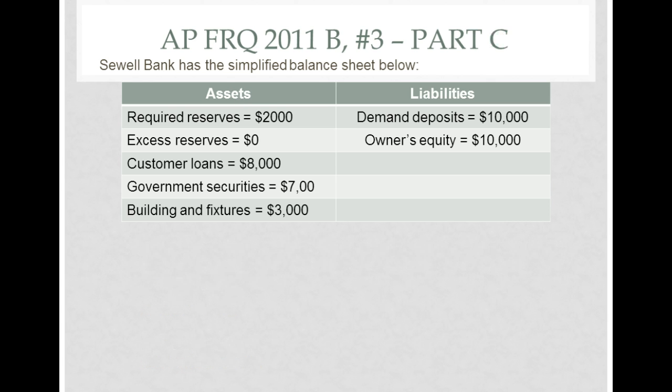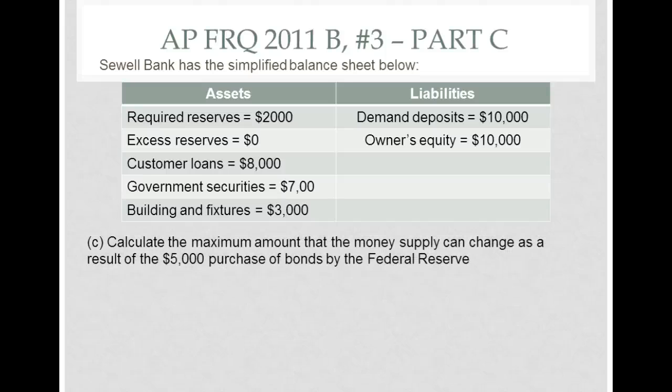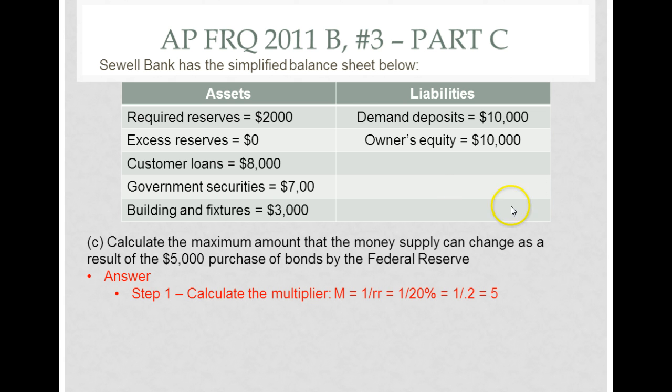All right, part C. And again, I've just reposted the chart at the top of the question. Question C is, calculate the maximum amount that the money supply can change as a result of the $5,000 purchase of bonds by the Federal Reserve. Well, we've done a problem like this before. First thing we need to do is find our multiplier. Our multiplier is 1 divided by the reserve requirement. In this case, the reserve requirement we already determined was 20%. So it's 1 over 0.2, which leads us to an answer of 5.